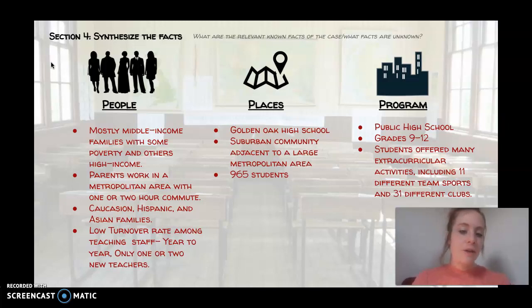For the place, we are at Golden Oak High School. It is a suburban community adjacent to a large metropolitan area, and there are about 965 students at this school. The school is a public high school. It holds grades 9 to 12. There are many extracurricular activities, including 11 different team sports and 31 different clubs at this school.